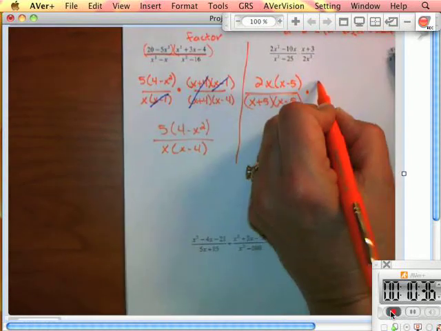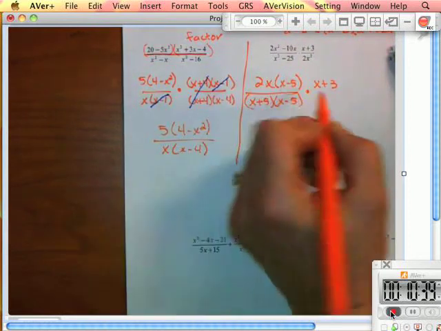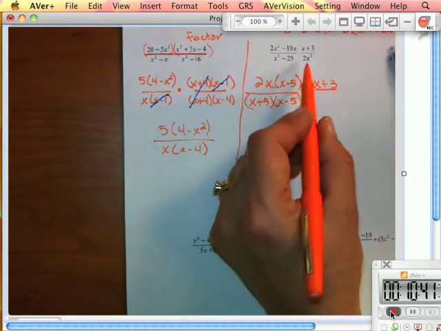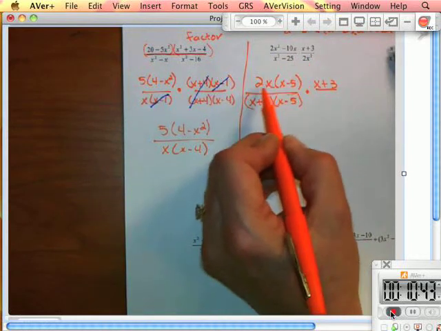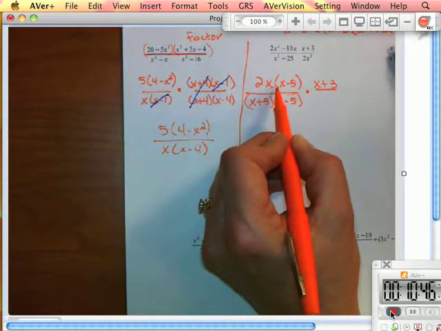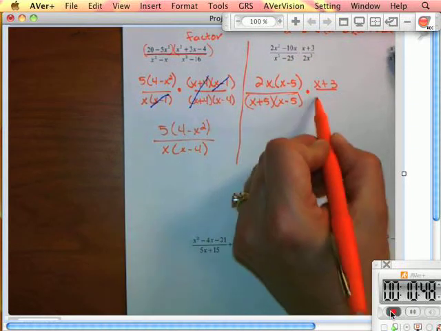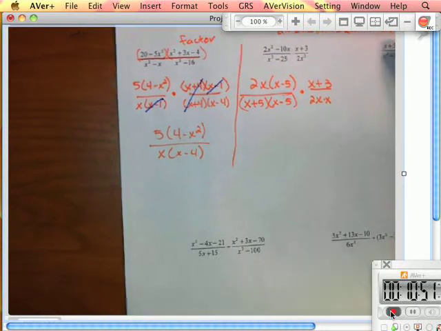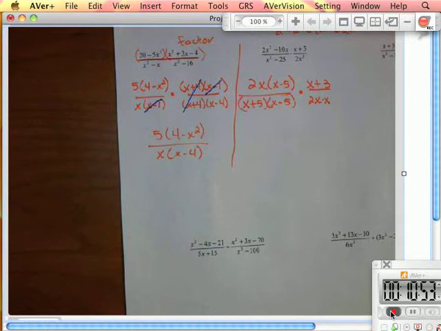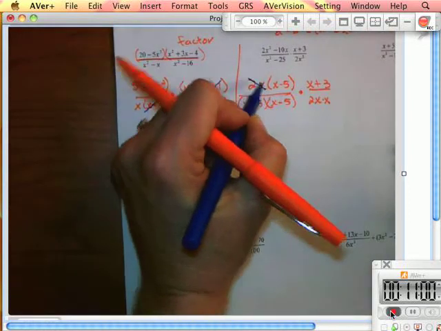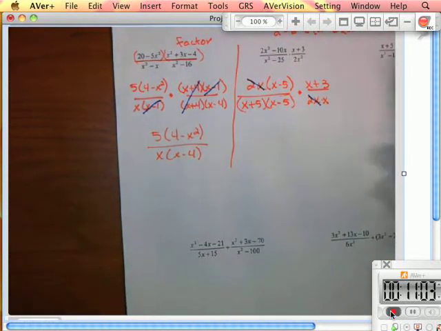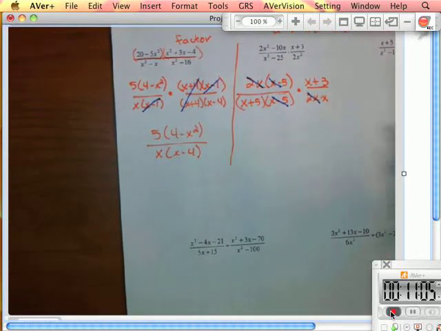Times x plus 3. And then I'm going to say, does it help me to split this up? Look, I have a 2x here. Sometimes you have to stop and say, oh, maybe I could write it like that. Look at that. That'll help me get rid of something. Right? So let's cancel what we can cancel. This and this. 2x and 2x. X minus 5. I think that's the fun part, crossing stuff off. Isn't it fun? Then what are you left with?